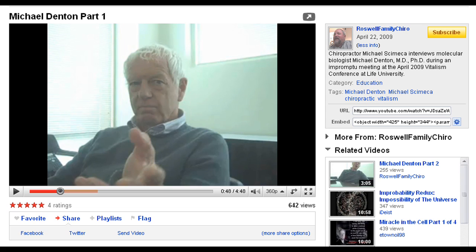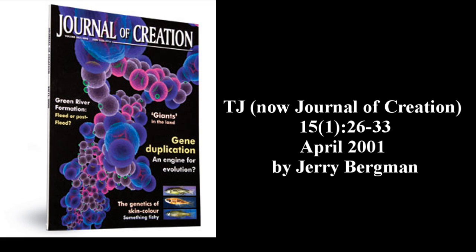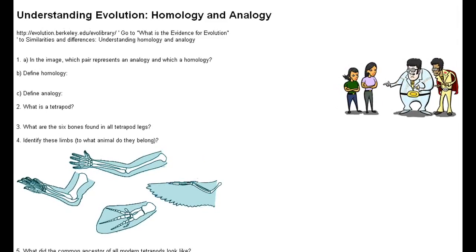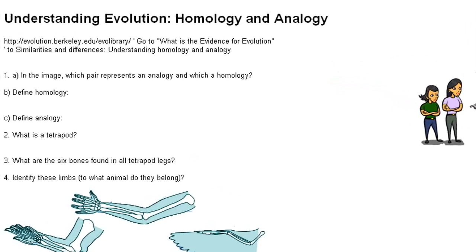Instead, genetics has found that homologous structures are often specified by non-homologous genetic systems, and furthermore, the homology can seldom be extended back into embryology. Journal of Creation, 15(1), April 2001, by Jerry Bergman. So the conclusion is that homology is not a proof for evolution.